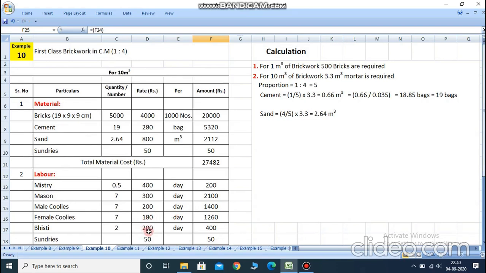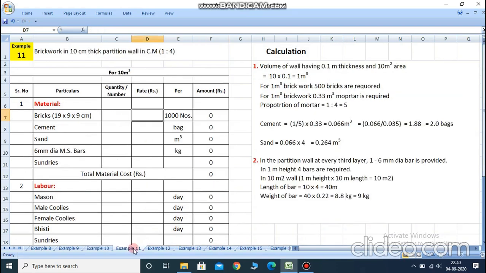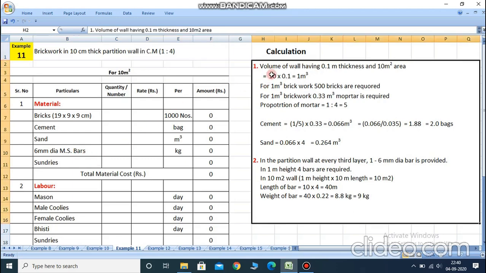Now let's start another example, number 11. Here, brickwork in a 10 centimeter thick partition wall is calculated. So here we calculate a partition wall. Brickwork, cement, sand, 6 mm diameter mild steel bar and sundries, all these things are required. So one by one we calculate here.